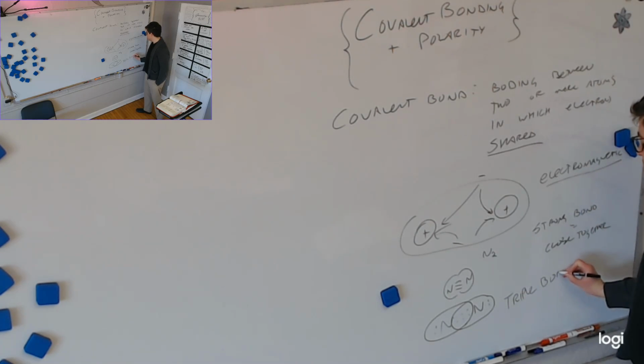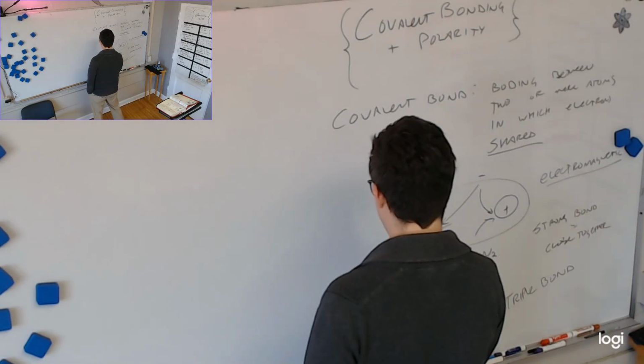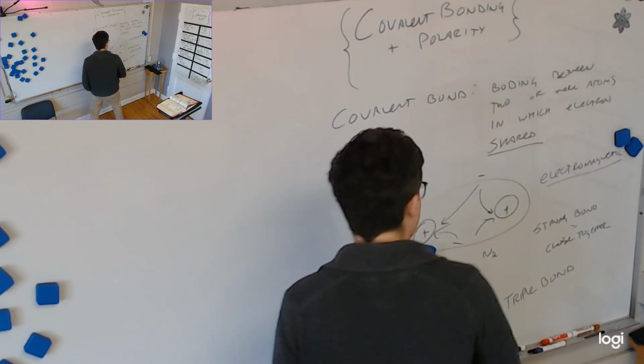What if we do the same thing with oxygen? Well, I'm going to try to do it over here. We're going to have 2 oxygens. Valence electrons of oxygen?